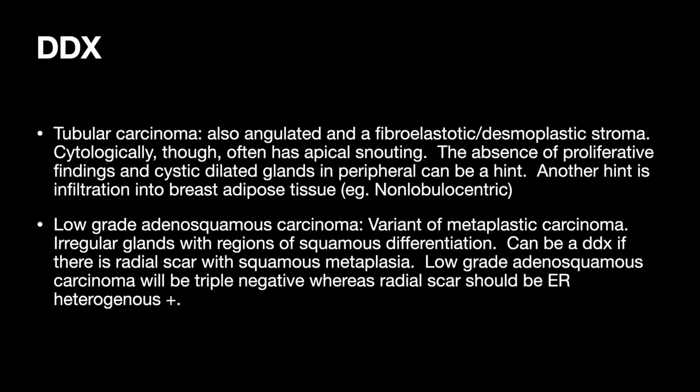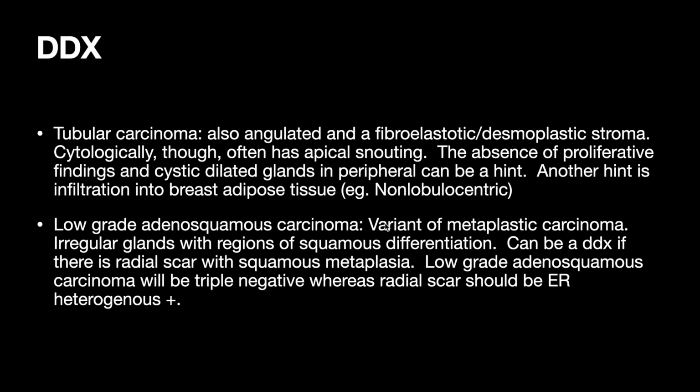The differential diagnosis is tubular carcinoma. It's also angulated and has a fibroelastotic desmoplastic stroma. Cytologically though, tubular carcinoma often has apical snouting, sometimes what you would see in columnar cell change or hyperplasia. The absence of proliferative findings and cystically dilated glands in the periphery can be a hint towards tubular carcinoma. Another hint is that tubular carcinoma can infiltrate into breast adipose tissue, meaning it's non-lobulocentric.